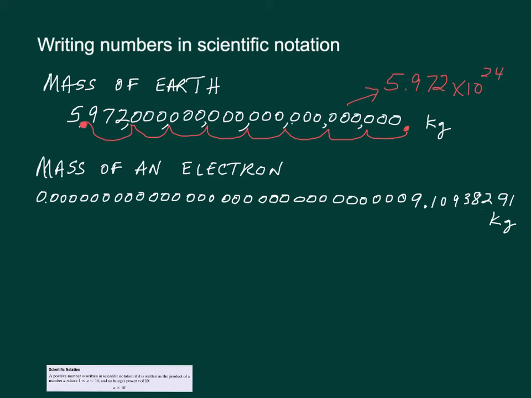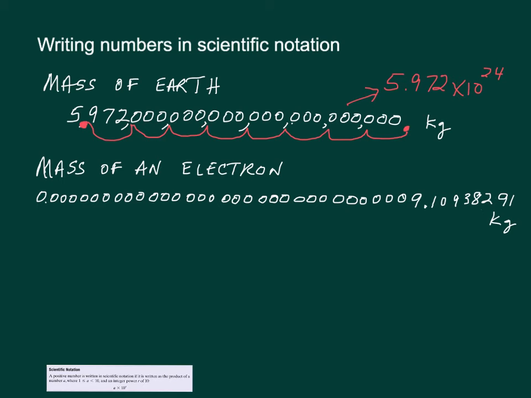Now, the mass of an electron. Remember, an electron is a part of an atom. The atoms are very small, so the things they're made of have to be very, very small. Notice the decimal place in the mass of an electron. The decimal is here, and you've got a bunch of zeros after it before you ever get to a non-zero number, which is 9 right here.